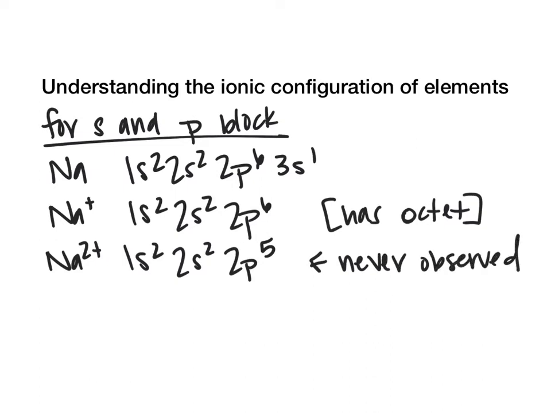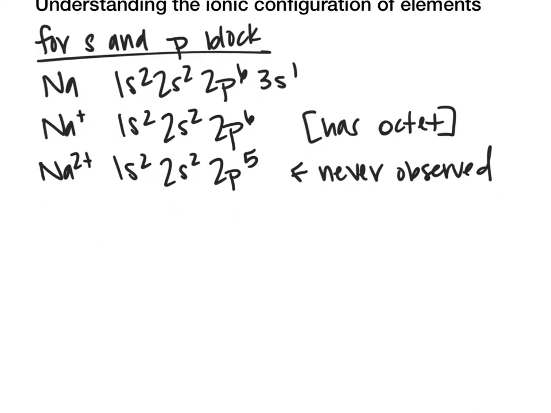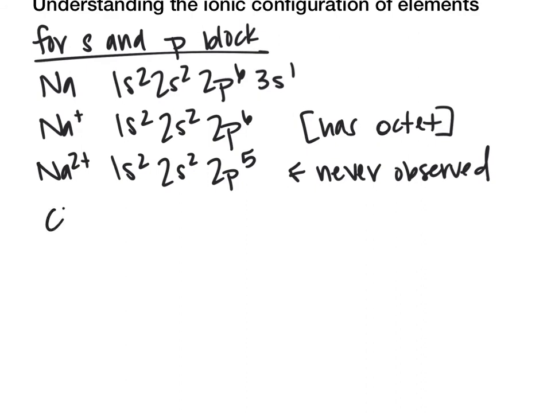So what we're starting to see is that the octet arrangement is the moment in which the ion achieves the noble gas configuration, which basically means it has a full octet of electrons. So this is never observed. But let's think about chlorine.